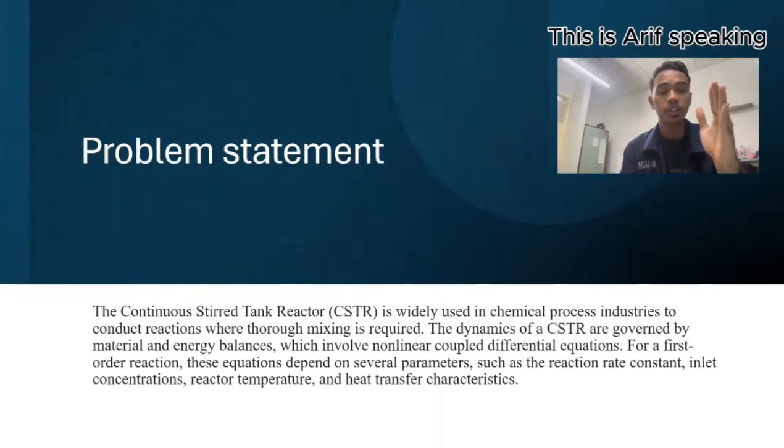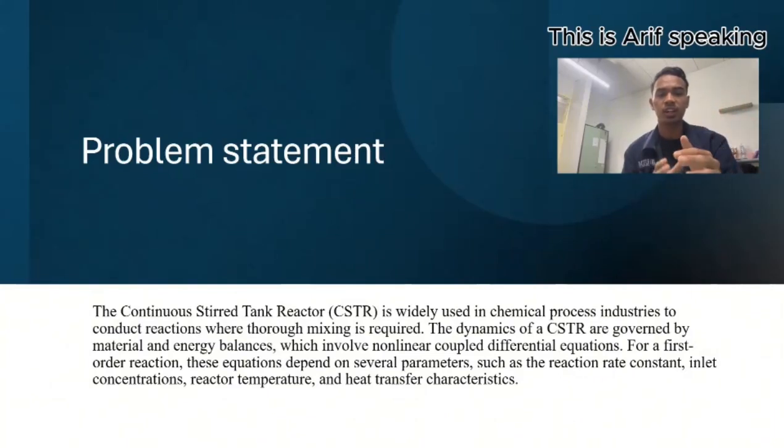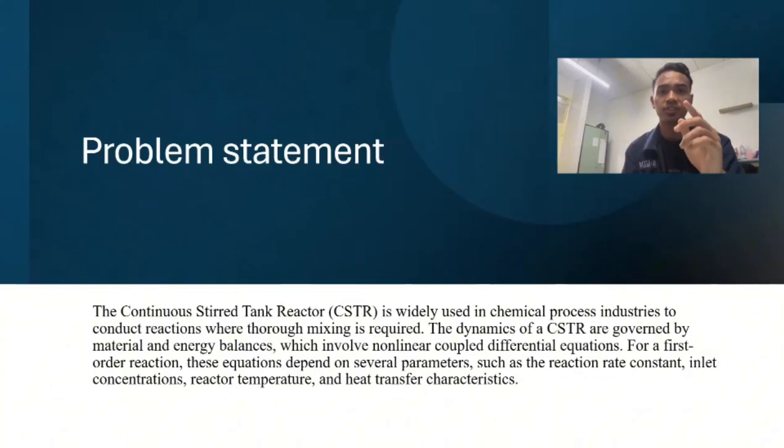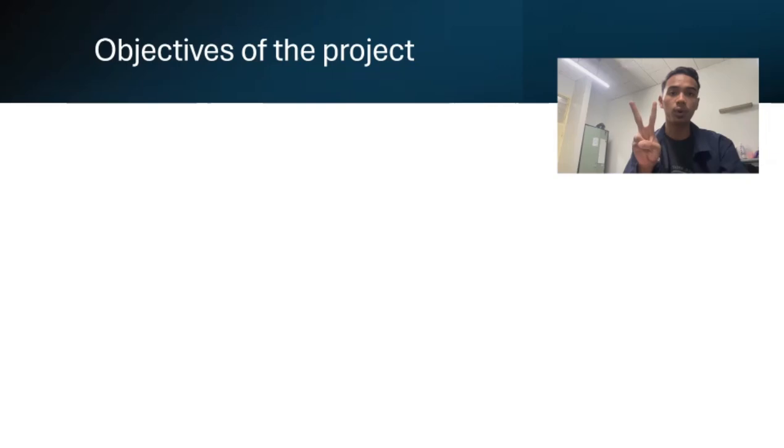ASAP guys, ASAP. A continuous stirred-tank reactor, or CSTR, is widely used in the chemical process industry to conduct reactions where thorough mixing is required. The dynamics of a CSTR are governed by material and energy balances, which involve nonlinear coupled differential equations. For a first-order reaction, these equations depend on several parameters such as the reaction rate constant, inlet concentration, reactor temperature, and heat transfer characteristics. Okay, there are two objectives of the project.